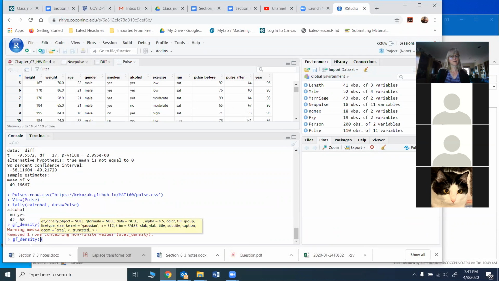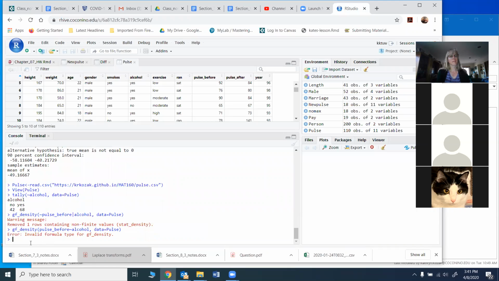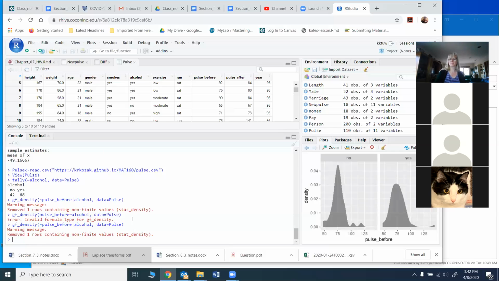gf_density. Let's try pulse before, tilde alcohol, and see what that does. Nope, that won't work. Okay, I didn't think that would work. That should have worked, so I'm going to try it again just to see if this name was weird. There it goes. Now see, it didn't work this time. Okay, so there it worked. All right, so there it came in.